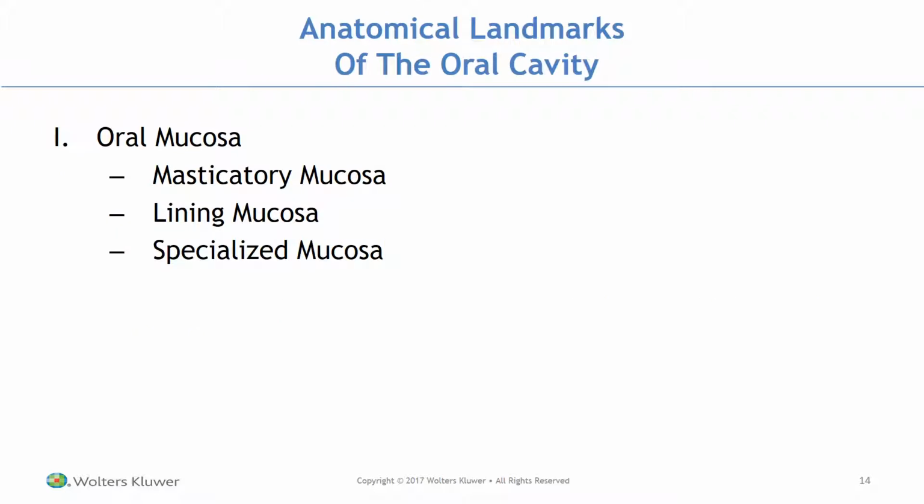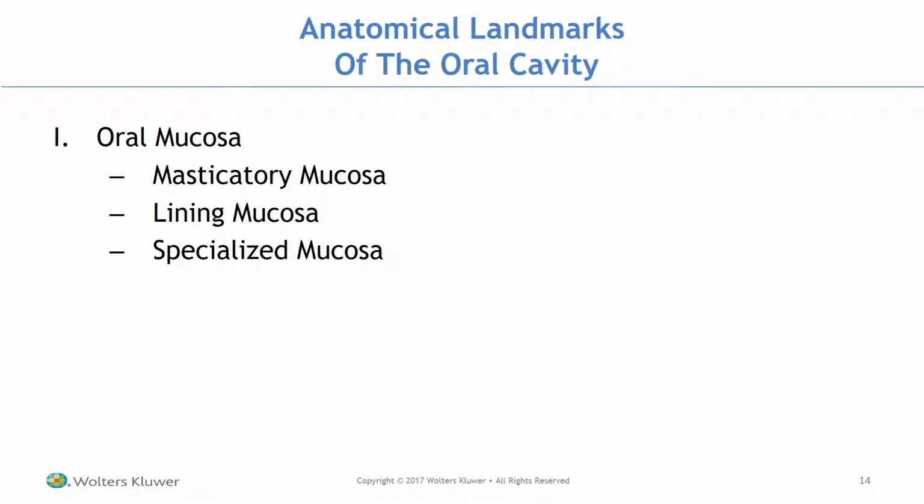Okay, now let's talk about the oral mucosa. And we have three types: masticatory, lining, and specialized mucosa. Remember, our masticatory mucosa is that really tough mucosa that's waterproof. So that is, it's not movable. So that's going to be what's attached to the bone, right? So our gingiva. And no, that doesn't include the free gingiva.